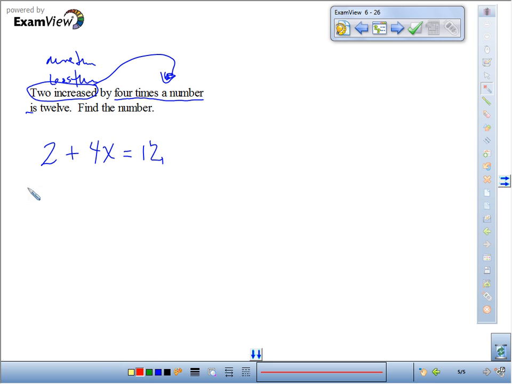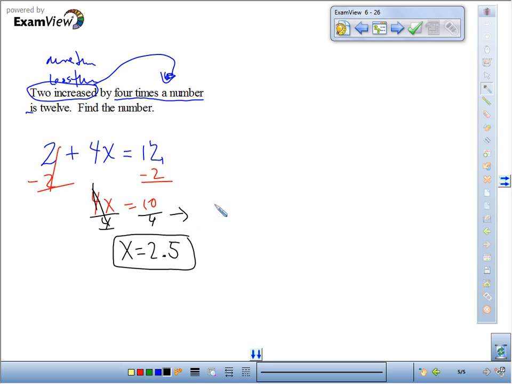So let's continue. Subtract 2, subtract 2. 4x equals 10. Divide by 4, divide by 4. x equals 2.5. Once again, if you don't see it, do your long division. 10 divided by 4 fits in there twice. That's 8. Subtract, that's 2. Add a decimal and a 0. It fits in there 5 times, and we're done.